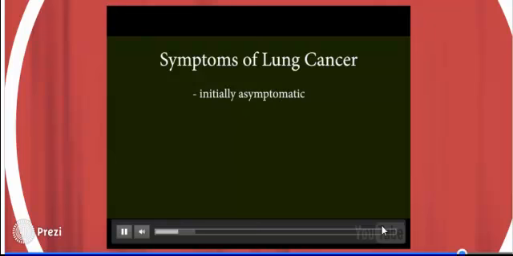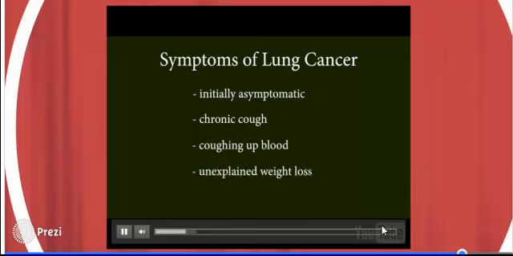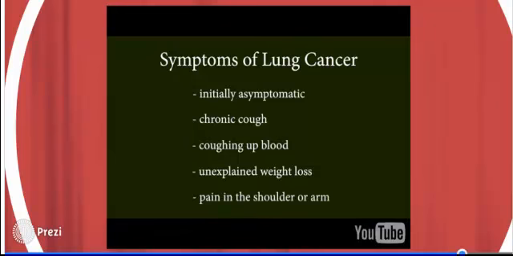Lung cancer symptoms can be varied. Many times, initially, it's asymptomatic. In other words, the lung cancer is growing there and not causing any symptoms, and we have to pick it up by screening tests and other parameters. However, cough, coughing up blood, weight loss are probably the biggest symptoms. And sometimes people can present with pain in their shoulder or pain in their arm as a very early symptom of a lung cancer.